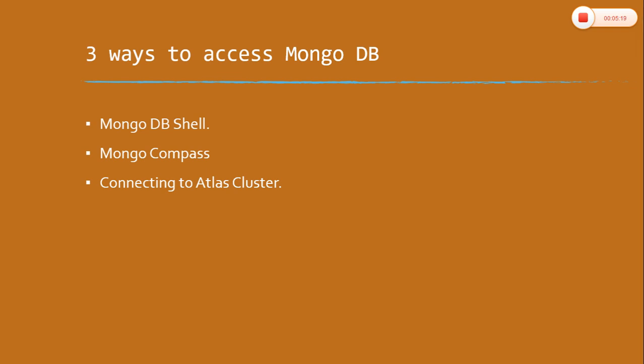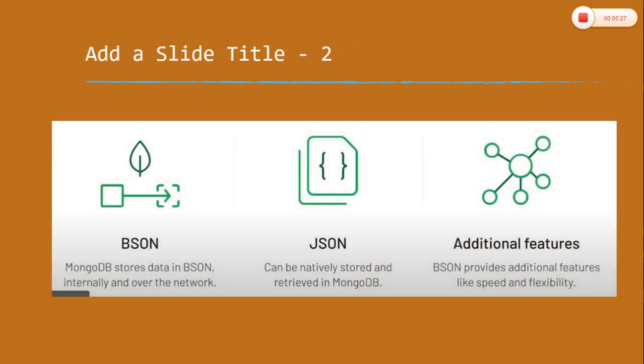We can create a free account in Atlas, or we can use Mongo Compass, or we can give our commands through the Mongo shell itself. Now, coming to JSON, BSON and additional features. MongoDB internally converts the JSON object into a BSON object, which is used for speed and flexibility.